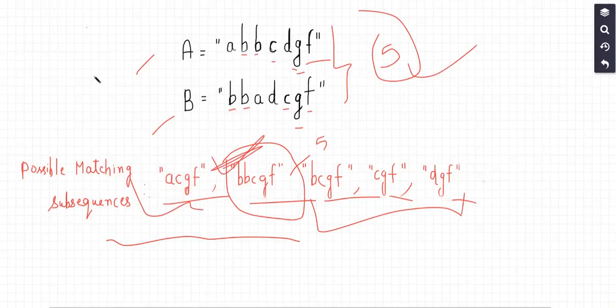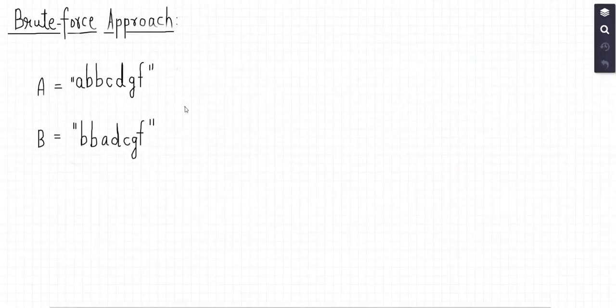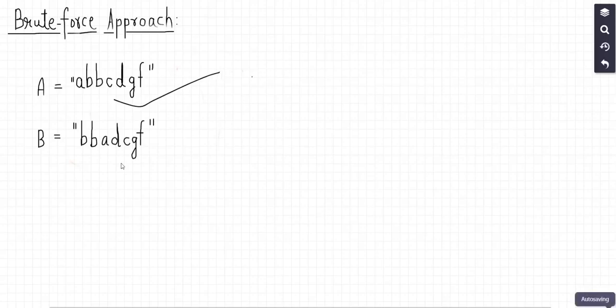Okay, so let's see how we can solve this problem. First, we'll start with the brute force approach. In the very naive approach, it's simple to think that we generate all subsequences of this string, and for each subsequence that we generate, we check whether it exists in the string B or not. Okay, that can be checked in linear time complexity.